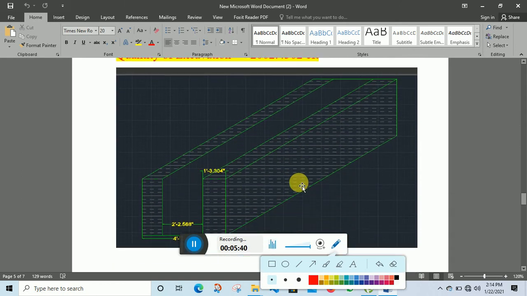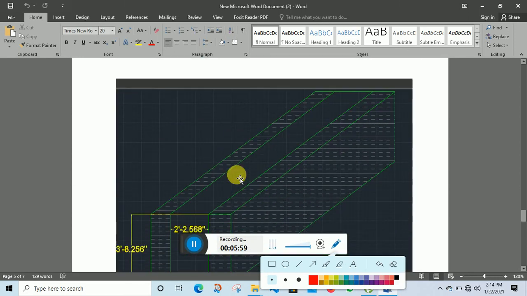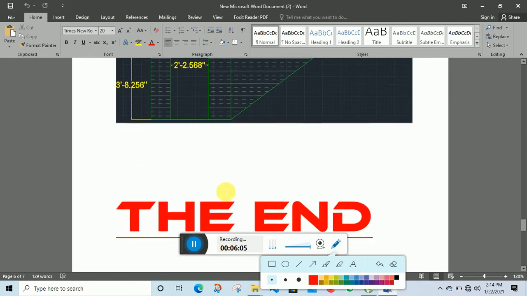Now look at this shape or structure. This is the overall excavated width, and this is the overall excavated depth. So this is the overall width of the excavation, and this is the overall depth of the excavation. So I think this is enough for today.